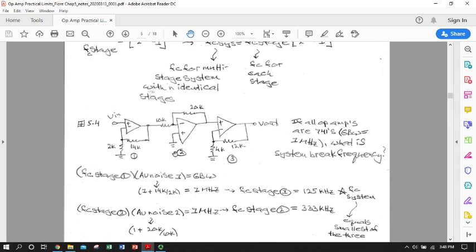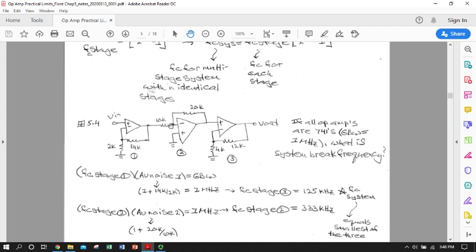Okay, so here's an example. We've got 3 stages. We've got one which is non-inverting, and it's got a gain of 8, so 1 plus 14 over 2. And then that's followed by an inverting amplifier.